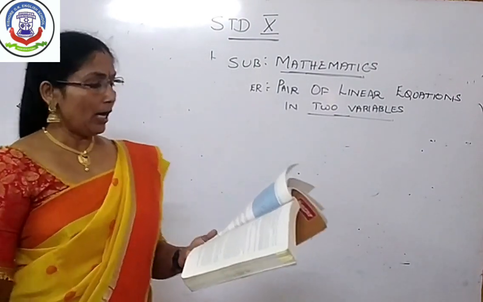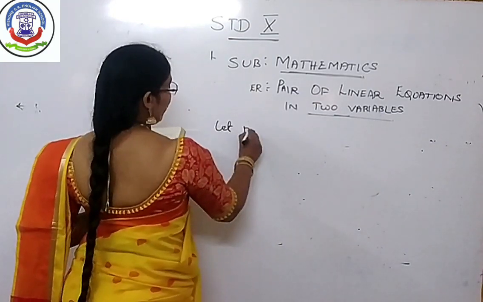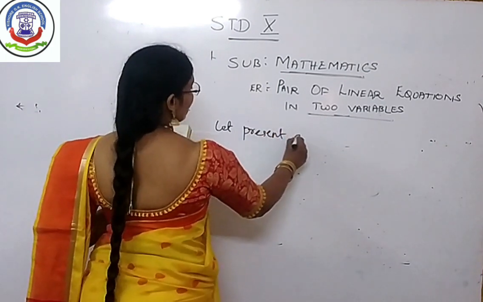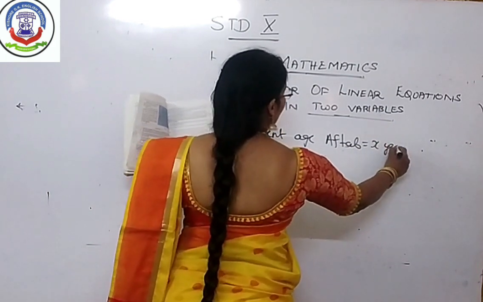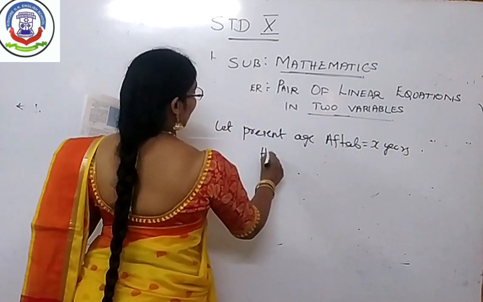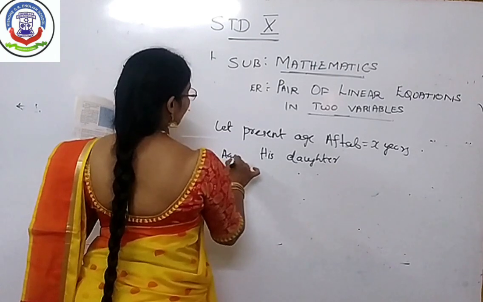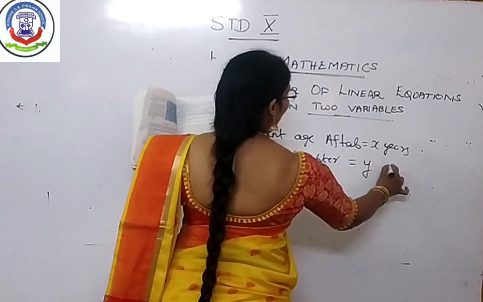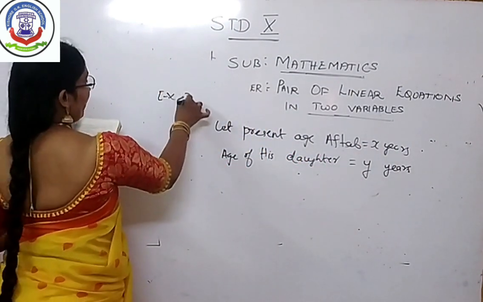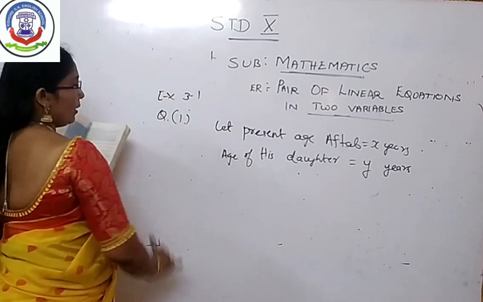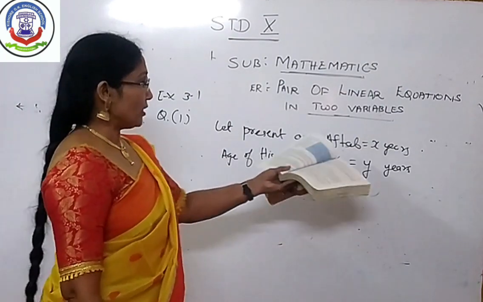So let us take that Aftab tells his daughter 7 years ago. So let the present age of Aftab be equal to x years, and his daughter's age be equal to y years. Okay. Now this is the question number 1: present age of Aftab and present age of his daughter. Now we are representing them by these two variables.